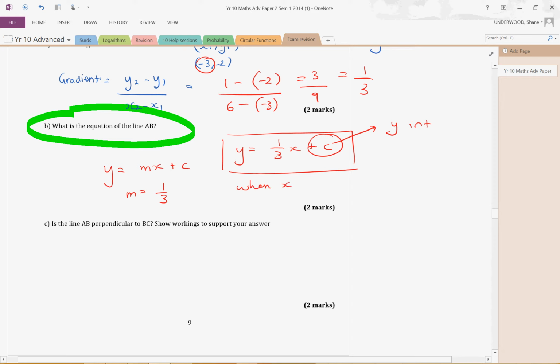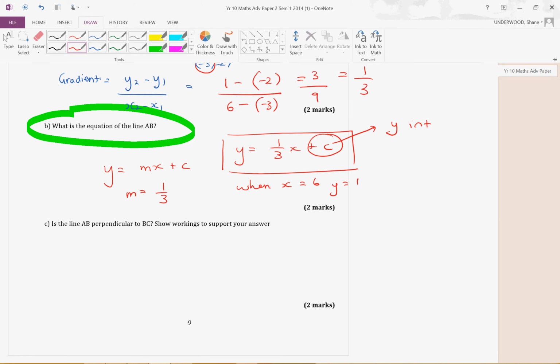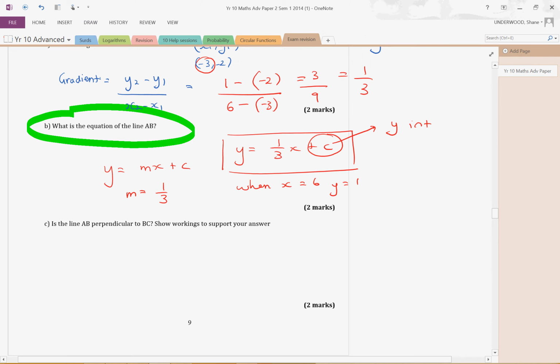So when x is equal to... I'm just going to pick one of those points on the line. When x is equal to 6, y is equal to 1. And we're going to sub that into our equation. We've only got then one unknown. So what we've got is 1 is equal to 1/3 times 6 plus c. 6 divided by 3 is 2. So therefore c is equal to -1.